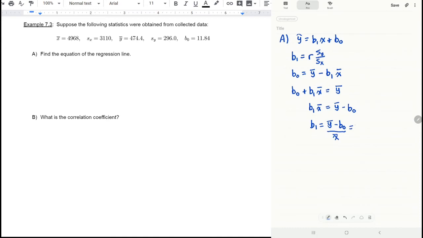So the slope of the line is given as 474.4 minus 11.84 divided by 4968. And so the slope of the line is 0.093. And so this tells us that the equation of the regression line is 0.093 times x plus 11.84.